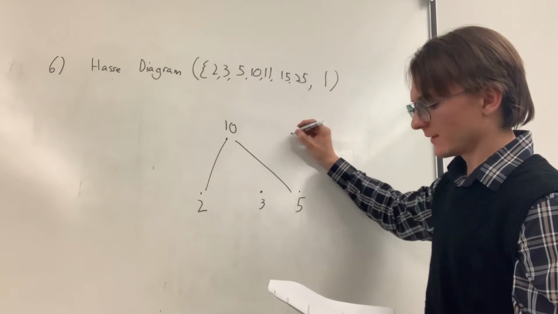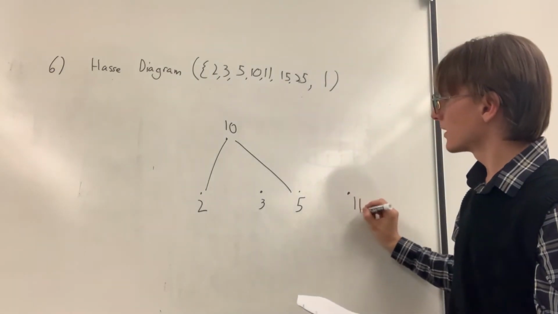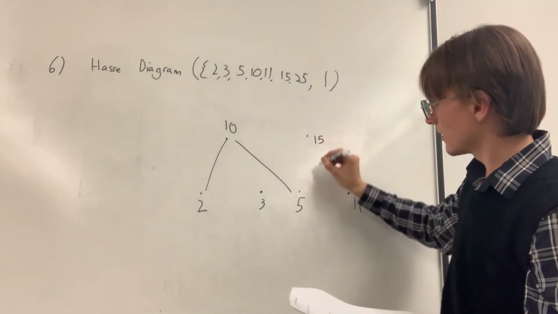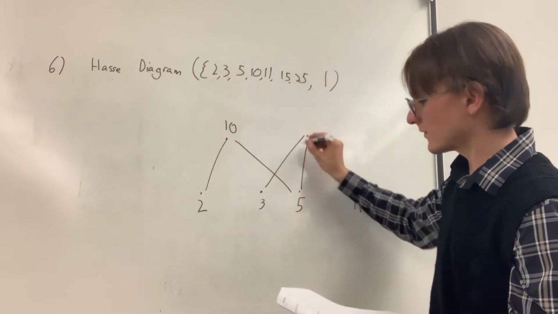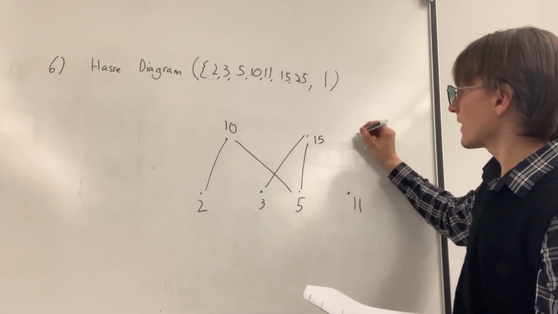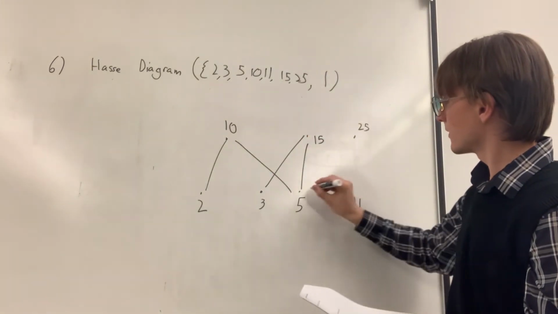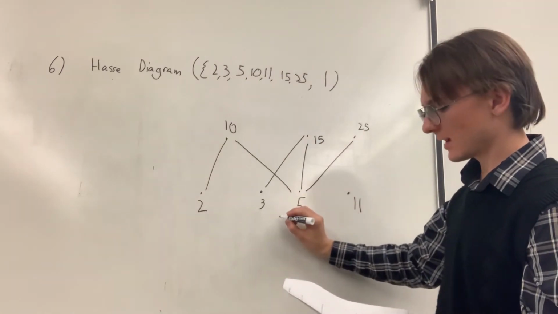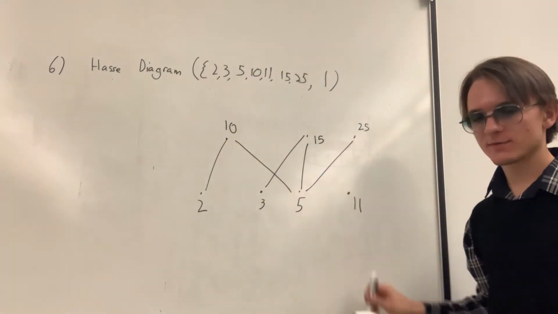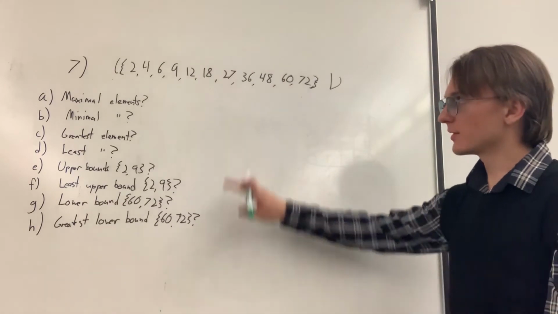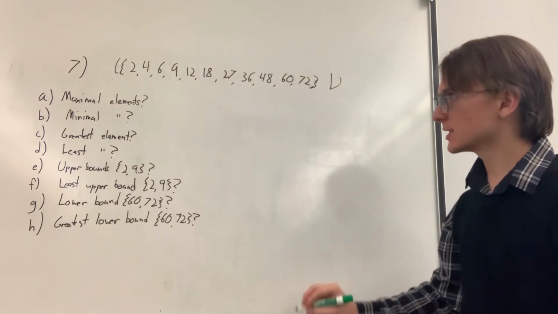Then we have 11. 11 is on its own. 15: 5 divides 15, 3 divides 15. And finally, 25. 5 divides 25, and that's all that divides 25. So let's create a Hasse diagram for this poset and answer the following questions.